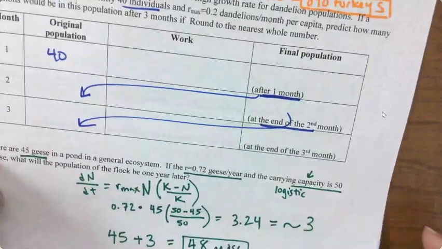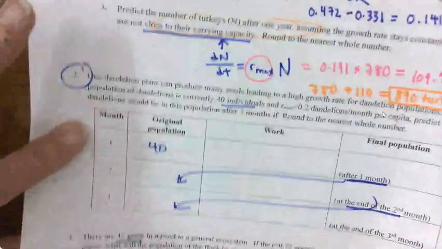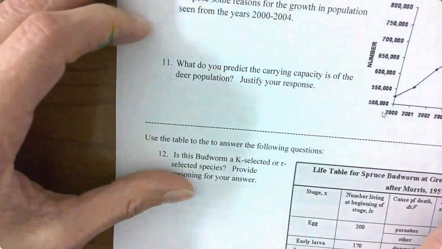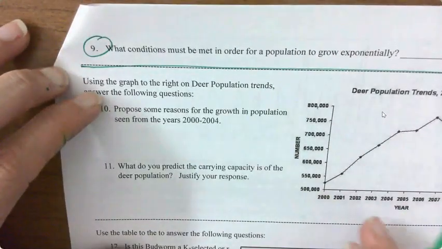Okay. So at this point, you should have done 1 and 3 on your own. I did 2 with you. I did 4 with you. And now you need to do 5, 6, 7, 8, and 9, and then stop here. Okay. So please take a second to work on those.